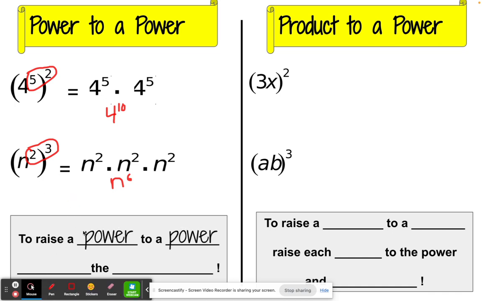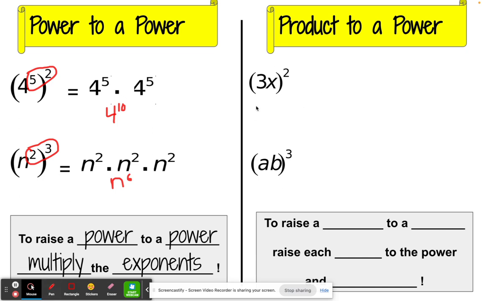If you raise a power to a power, you multiply the exponents. And again, our base stays the same. So 4 to the 5th power raised to the 2nd power, 5 times 2 is 10. 4 to the 10th power, my base stayed 4. n to the 2nd power raised to the 3rd power, 2 times 3 is 6.